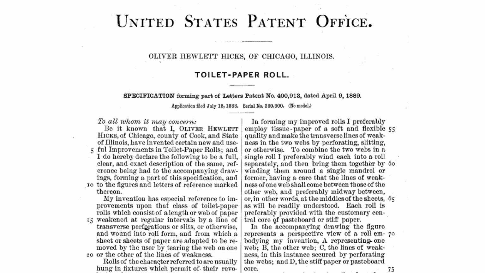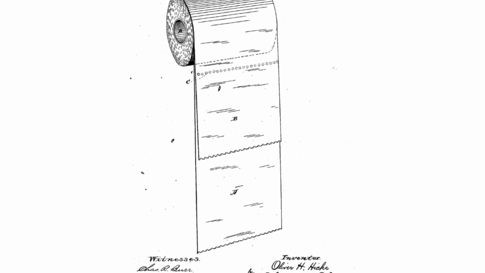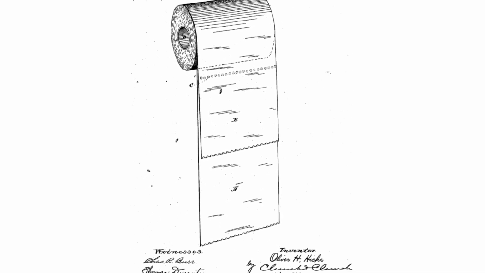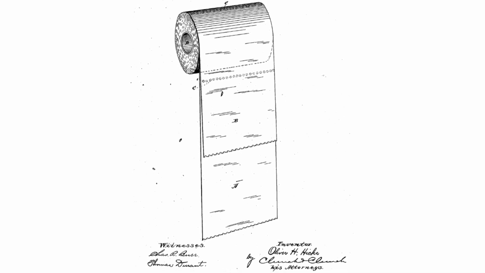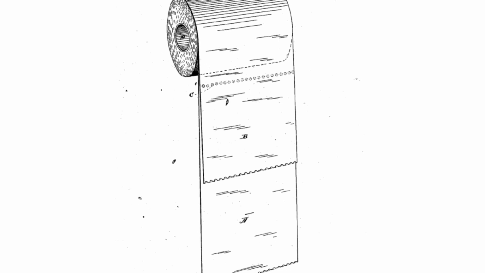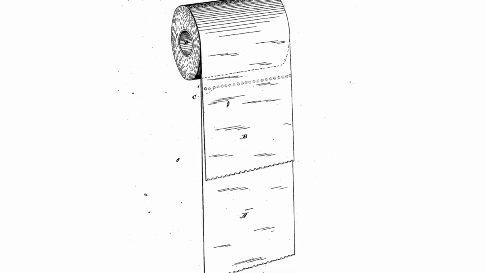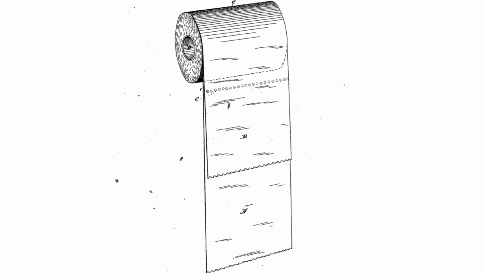Each roll is preferably provided with the customary central core of pasteboard or stiff paper. In the accompanying drawing, the figure represents a perspective view of a roll embodying my invention, A representing one web, B the other web, C the lines of weakness, in this instance secured by perforating the webs, and D the stiff paper or pasteboard core.